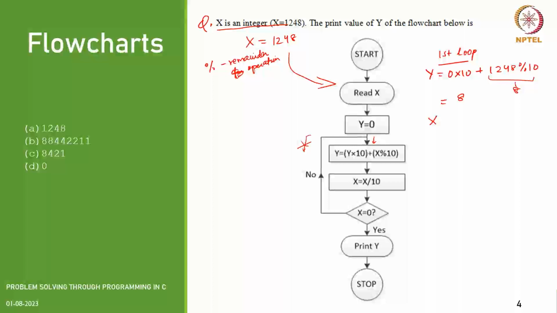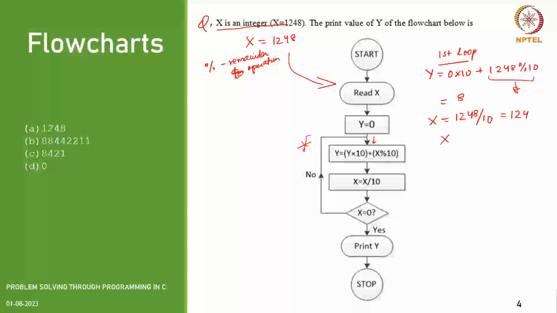Now in the next step, x equals x by 10. So x is 1248 as we know it, and we divide it by 10, so the value is 124. You can consider it as 124.8 as well, doesn't matter, but here I'll just consider it to be an integer because x is an integer. Because it's an integer, it cannot have digits after the decimal. Okay, so 124.